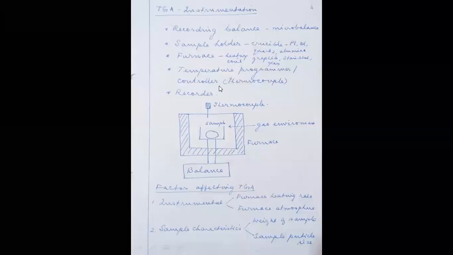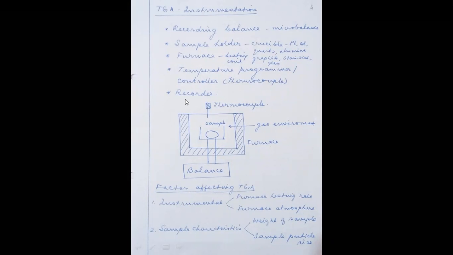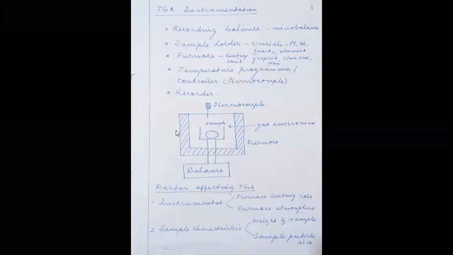So you can program, and accordingly the electricity will pass through the coil so that the heating will be in a programmed manner. And then finally we have a recorder. Actually, this recorder is used to draw the thermogram. Thermogram is drawn using this recorder. You can simply look at the block diagram of the thermogravimetric analysis.